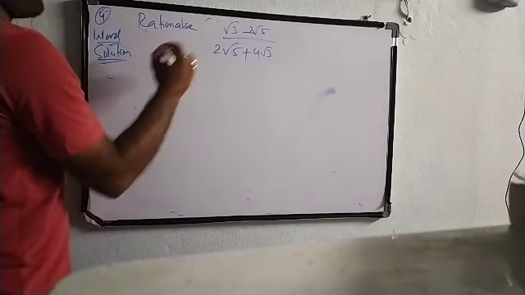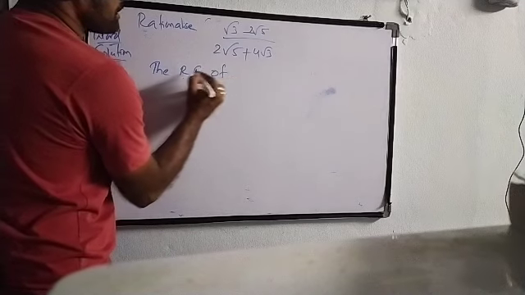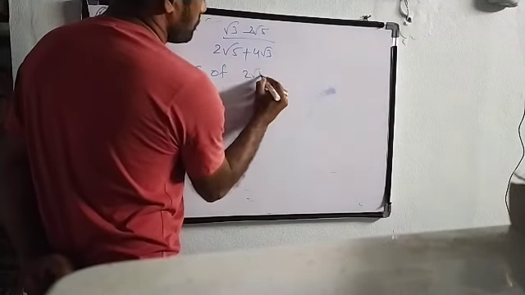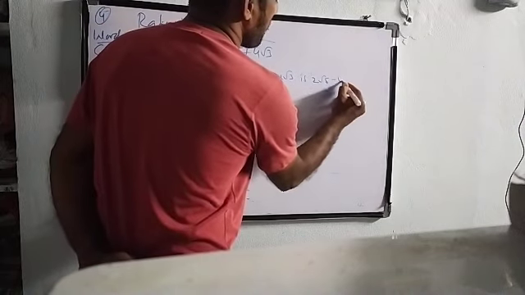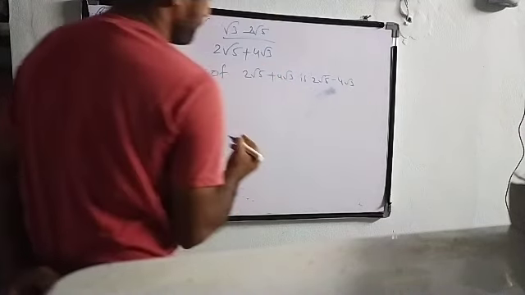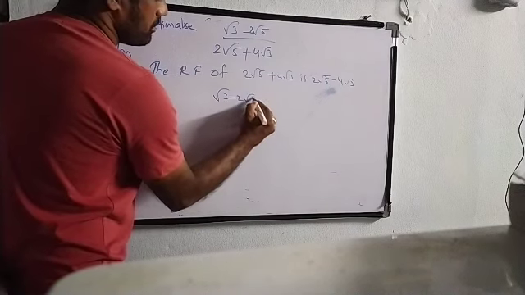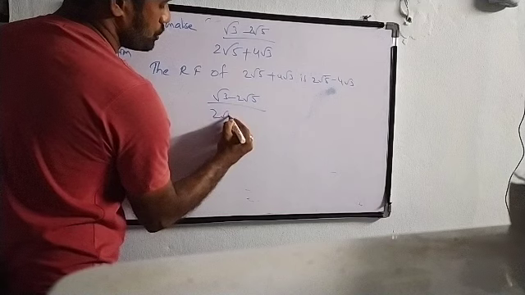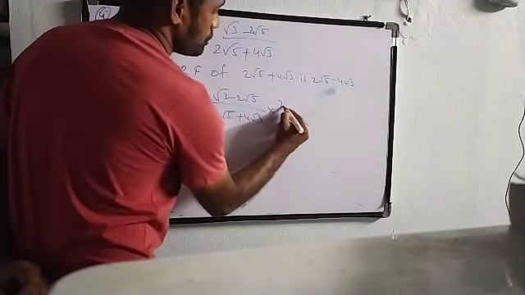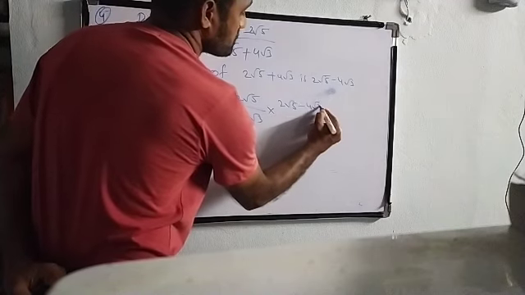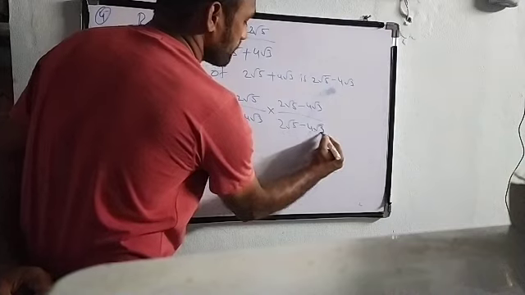If I take this type of question, first of all we are going to write the rationalizing factor. RF stands for rationalizing factor. The rationalizing factor of 2 root 5 plus 4 root 3 is 2 root 5 minus 4 root 3. So multiply that rationalizing factor in numerator and denominator: root 3 minus 2 root 5 by 2 root 5 plus 4 root 3 into 2 root 5 minus 4 root 3 by 2 root 5 minus 4 root 3.